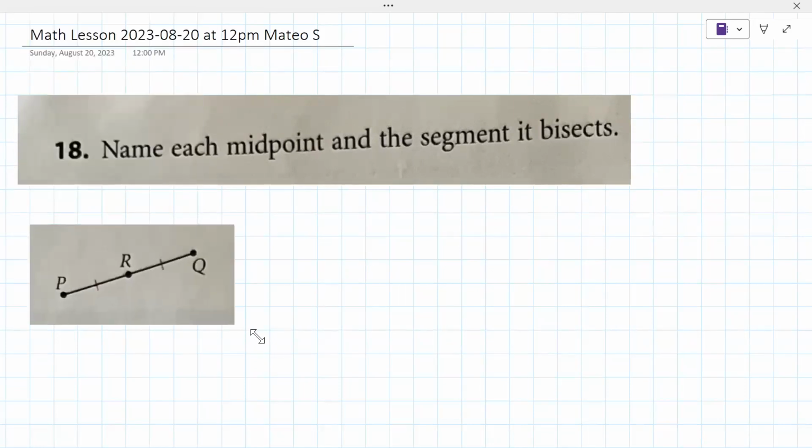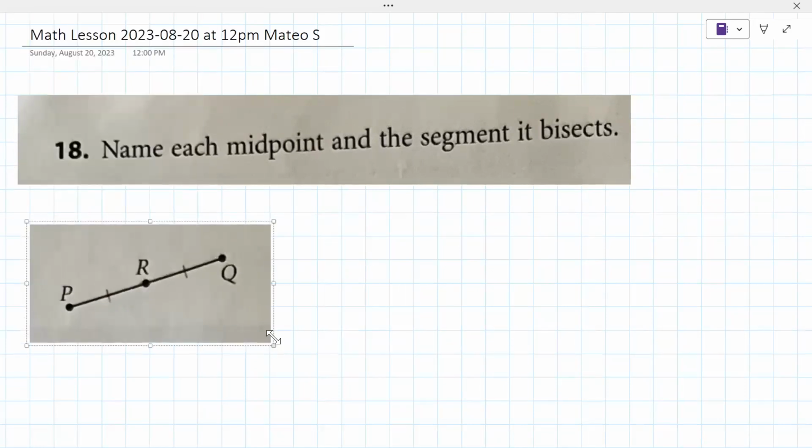Okay. So the way to write this is that you have to say point R bisects segment PQ. It's in the middle. Basically it's in the middle. And the reason you know it's a midpoint is because these are equal. The line on top is kind of redundant with this right here.